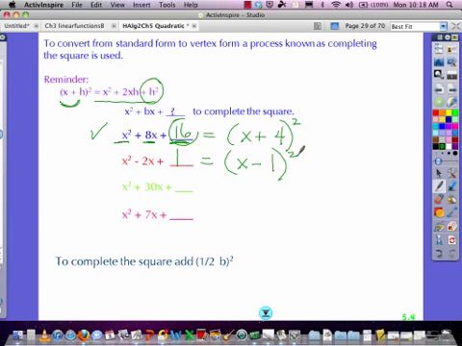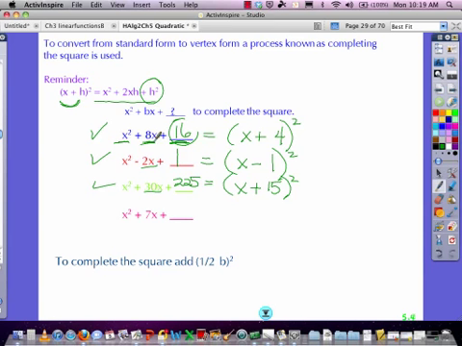Same thing on x squared plus 30x plus blank. Half the middle term, half of 30, 15. Square that, 225. And you can write it again as a binomial square and FOIL it out, and you would get your new equation. So we've done all of them here where your middle term was even.